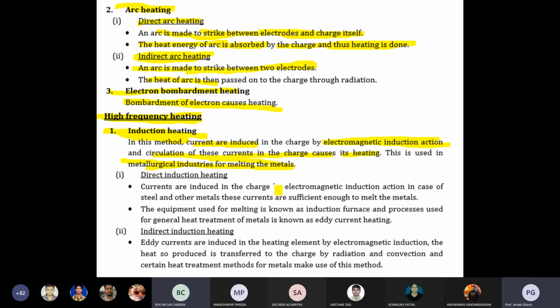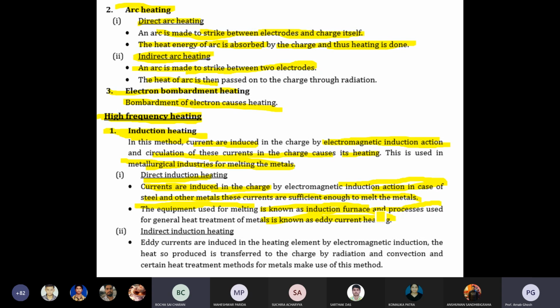For direct induction heating, currents are induced in the charge, inside of the charge, by electromagnetic induction action. In case of steel and other materials, these currents are sufficient enough to melt the materials. The equipment used for the melting is known as the induction furnace, and the process used for the general heating is known as the eddy current heating.